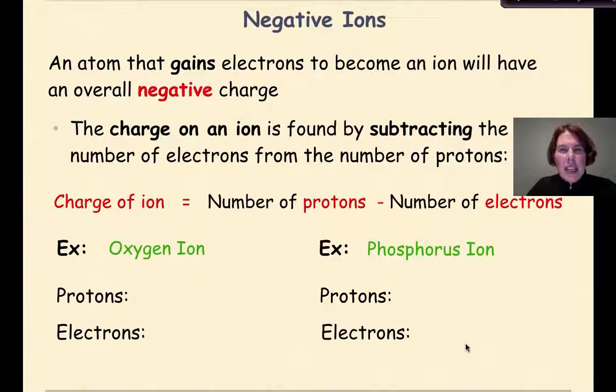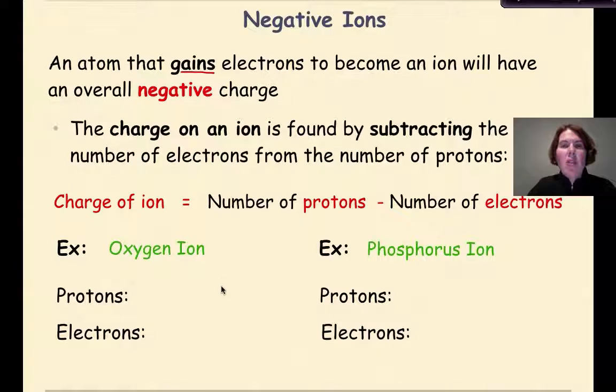Now let's look at negative ions. So remember, an atom that gains electrons to become an ion will have an overall negative charge, because if we have more electrons than protons, it's going to be negatively charged. So the charge on an ion, again, is found by subtracting the number of electrons from the number of protons. So to find the charge here, we're going to take our number of protons and subtract out our number of electrons.